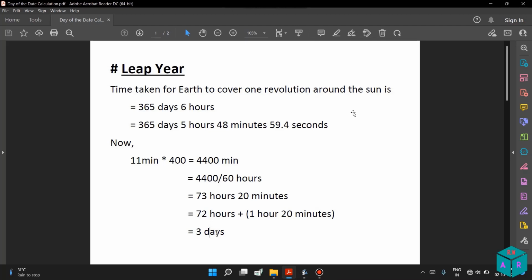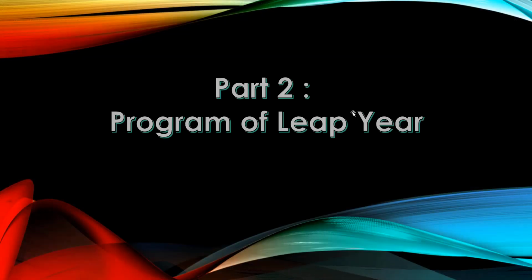So while checking whether a year is a leap year or not, we have to divide the century years by 400 and the normal years by 4. So let's see how the program works.